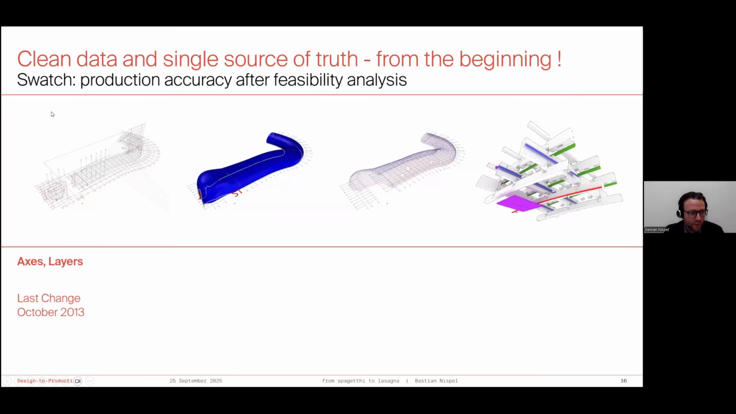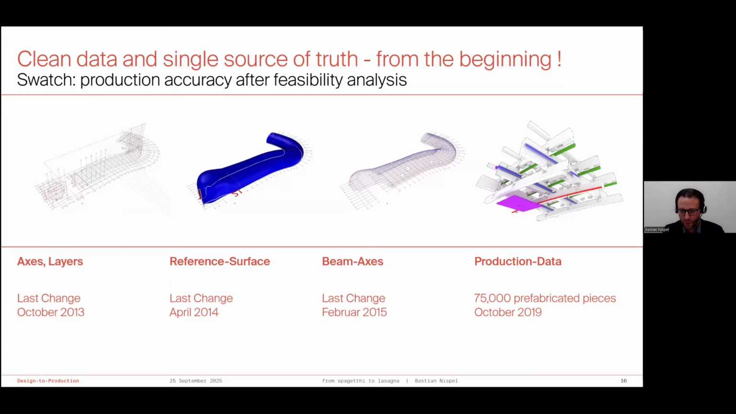In that project, in Swatch, we froze the axes and layers in October 2013. That was the last change. We used that information to build everything else on top of it, for example the reference surface one year after. And in February 2015, we created all the beam axes, which in the end have been used for creating all the prefabricated pieces, because that's what we are doing in the end. We want to prefabricate stuff. Therefore, we need a different approach for planning.